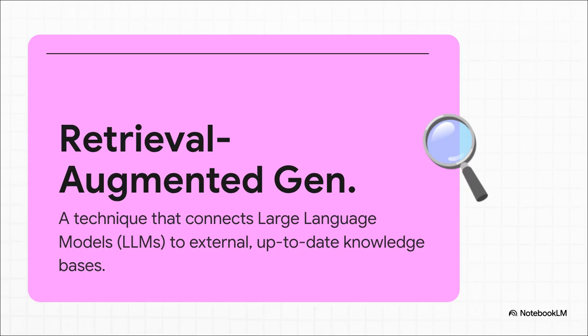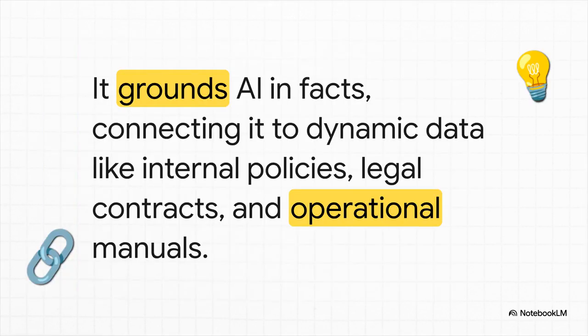It grounds the AI in facts, which is just a way of saying it stops the AI from making stuff up. And this is everything when it comes to using these models in a real business. I mean, we're talking about connecting them to your company's internal policies, right? Or super complex legal contracts, or even live market data. You need answers that aren't just plausible-sounding nonsense. They have to be rooted in actual current truth.